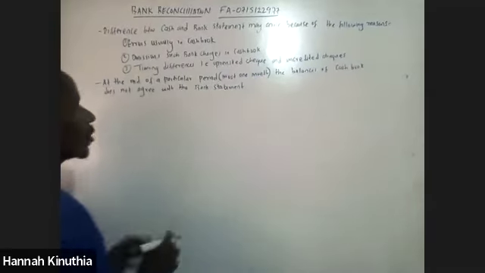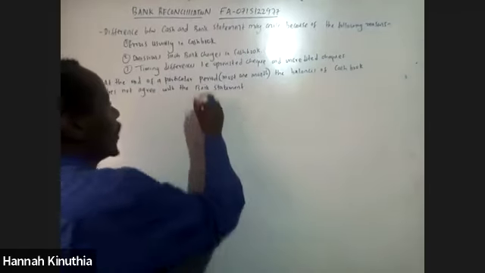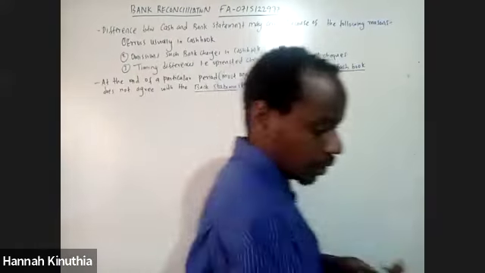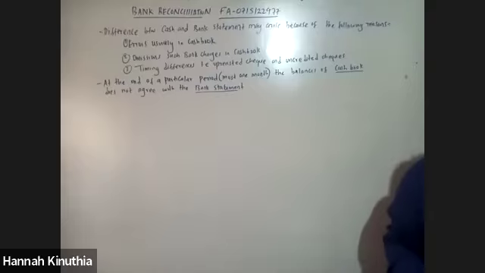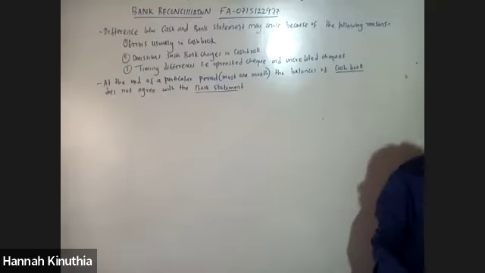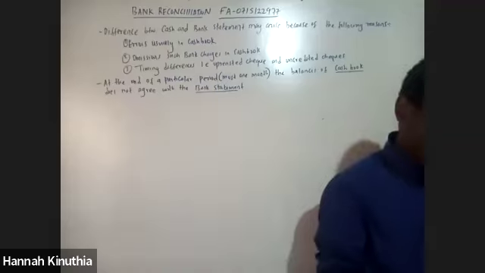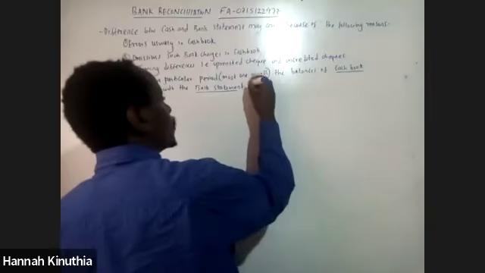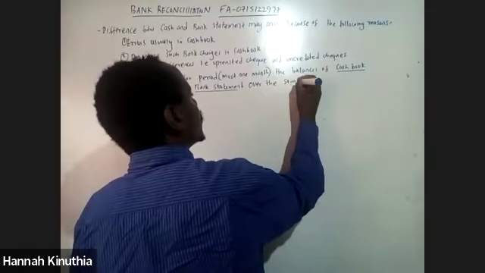So in most cases, when preparing those two statements, the bank statement and the cash book, it is possible to find that the balances of those two items are not agreeing. So at the end of a particular period, the balances of the cash book do not agree with the bank statement over the same period.